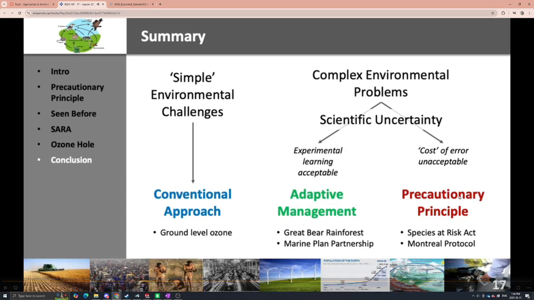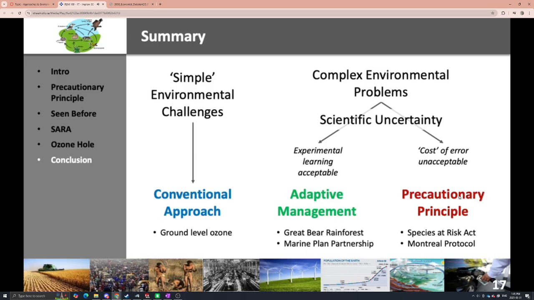When we are dealing with complex problems that have many moving parts and many stakeholders and interested parties, and when we have only a limited understanding of how management actions might affect the system as a whole, there are two options. In the case where experimental learning is acceptable, we can use adaptive management. The adaptive management approach tries to achieve the best possible outcome given the current understanding of the system while conducting targeted experiments at the same time.